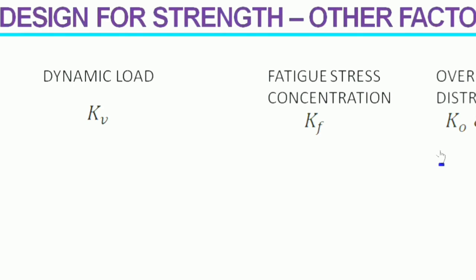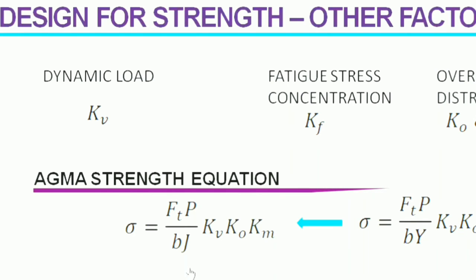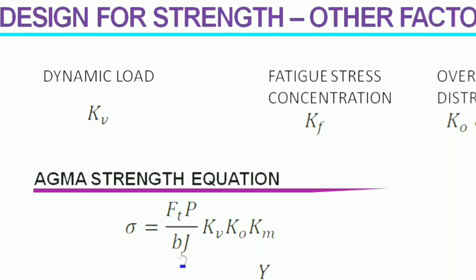Now considering all these factors, the Lewis equation can be written like this. The values of all these factors are more than 1, so in effect these factors will increase the maximum induced stress value. This is also called the AGMA strength equation, and the general representation of this equation is like this. Here a new term J is introduced by rearranging the values of Y and Kf like this. So in fact both are the same. So from this equation you can solve for the value of B, which is the face width of the gear.